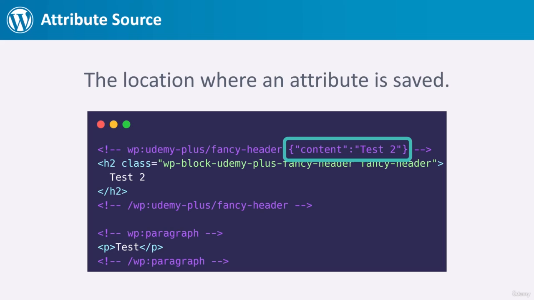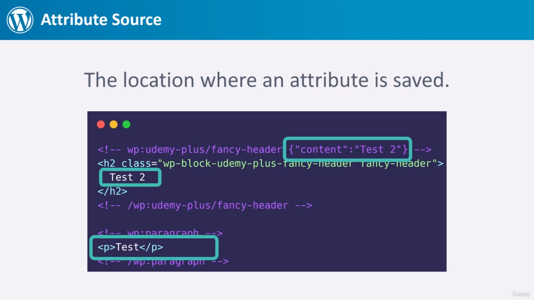Let's take a look at the paragraph block. Unlike our block, the data is not stored in the comment. Instead, the data is extracted directly from the HTML. If we look back at our block, the same approach can be taken. The value for the content attribute can be found within the text of the h2 tag.